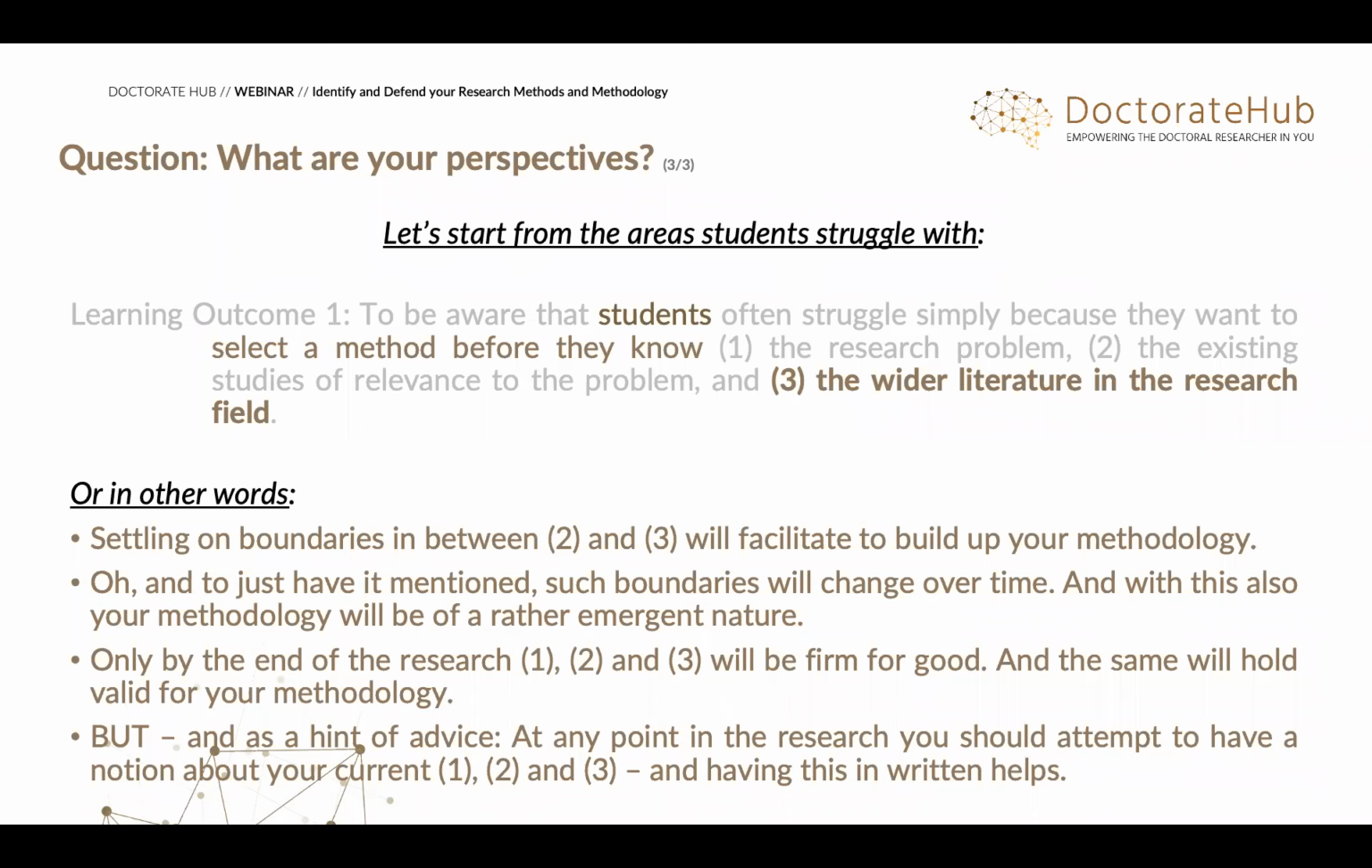And only by the end of your research, once you will be firm and good, you will have a valid methodology written up. And as a hint of advice, at any point in the research, you should attempt to have a notion about your current 1, 2, and 3. So have it well written up. What is the research problem understood today? How does it emerge? What are there for the existing studies of relevance? And what is perhaps out of scope or out of boundary, at least.